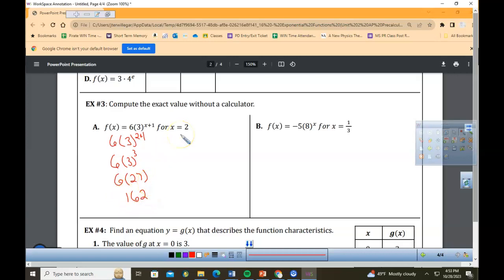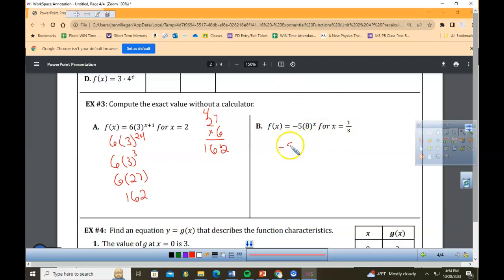And that's not so bad. 6 times 7 is 42. 6 times 2 is 12. 2 plus 4 is 6. You can do it out longhand over here too. That's fine. Two, 4. Ta-da. It works either way. We did it. And if you didn't know 3 to the third is 27, 3 squared is 9. 9 times 3, 27. Let's try B.